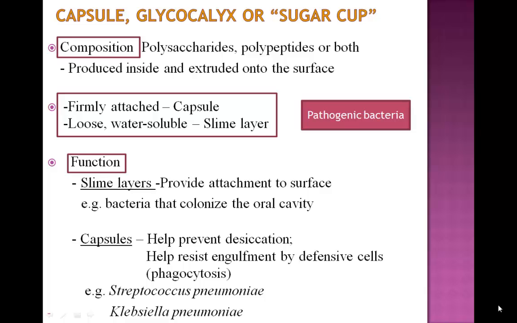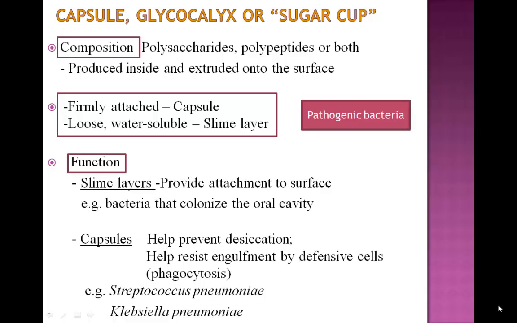Let us start with the capsule or GLYCOCALYX. Glyco means sugar and calyx means cup. GLYCOCALYX is composed of polysaccharides, polypeptides, or both. The GLYCOCALYX is produced inside the cell and then extruded onto the surface of the cell. If the GLYCOCALYX is firmly attached, it is called a capsule. If it is loosely attached and if it tends to be water soluble, it is called a slime layer.